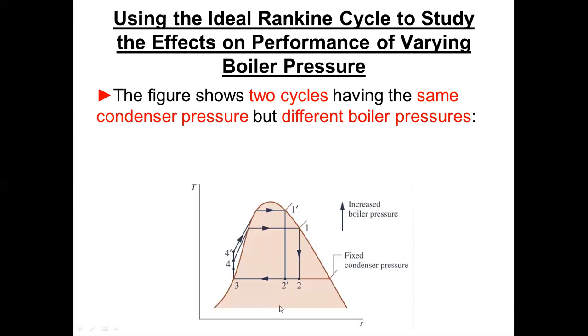We can look at the areas enclosed in the cycle. So we were 2, 3, down to the axis and back for the heat rejection. The heat addition was from 4 up to the dome to 1. And the net work is the area enclosed in that cycle. So we see when we increase the boiler pressure, now the pump has to take us from 3 to 4'. The boiler, the heat addition goes from 4' up to 1'. And then we drop down through the turbine.